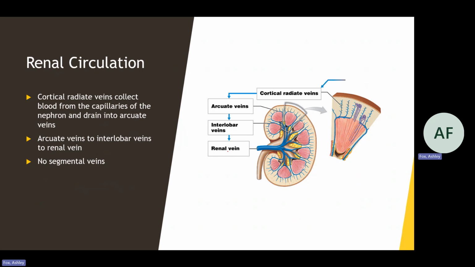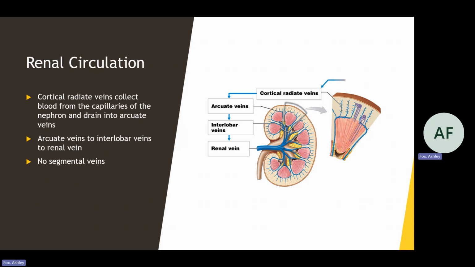Then we have cortical radiate veins. So we're going to go through the capillary system. It's going to have an arterial side, and then we're going to have a venous side. So cortical radiate veins are going to collect blood from the capillaries of the nephron, and we'll talk about those next, and drain into arcuate veins. So it goes backwards of what we went with arterial supply.